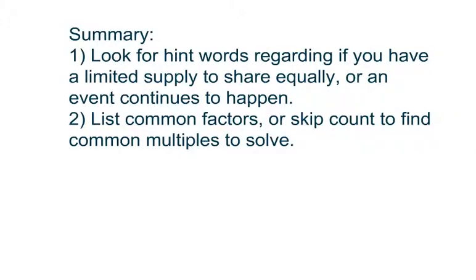To summarize, when reading these questions, you want to look for hint words regarding if you have a limited supply and you need to share that equally, or if something continues to happen over and over. So once you've made that decision, you'll have to list common factors if you're sharing something equally, or you'll have to skip count for common multiples if something continues to happen over and over again.